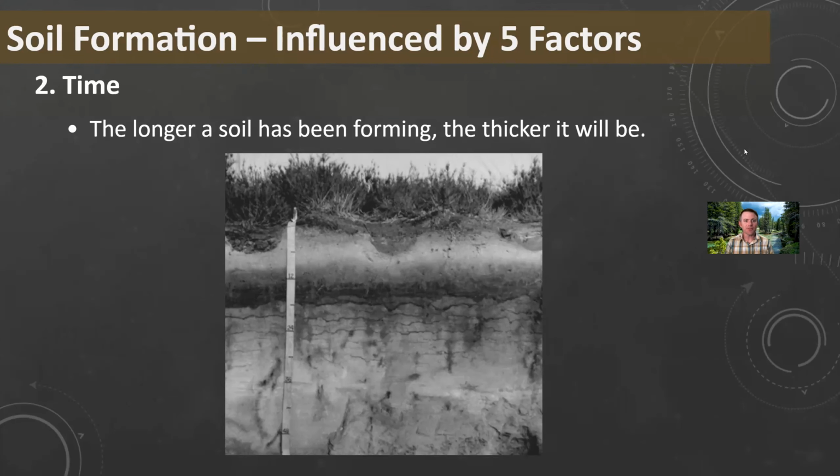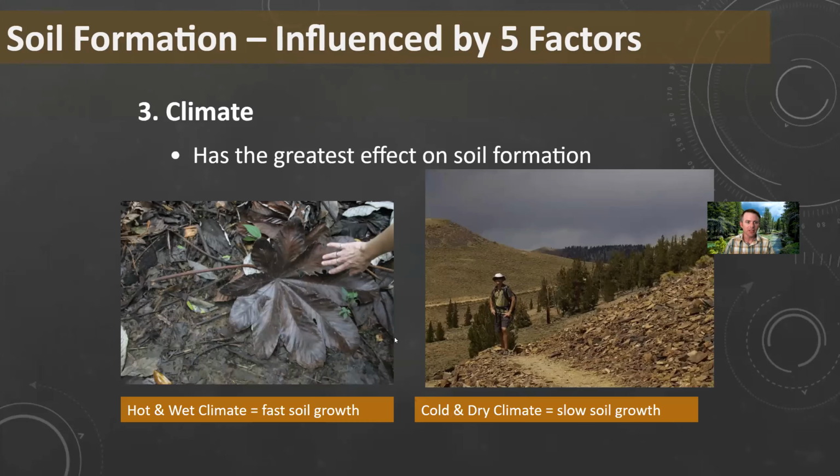So soil formation, we talked about the parent material is one thing that affects the soil. The second thing that affects soil formation is the time. So the longer a soil has been forming, the thicker it'll be. It just kind of makes sense, right? Things will pile up over time. So if it's an older soil, it'll generally be thicker.